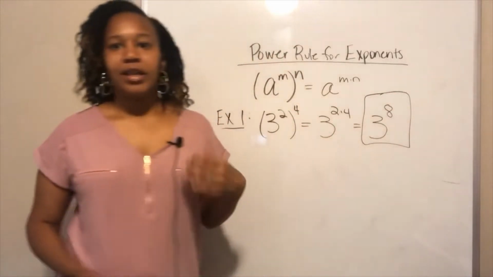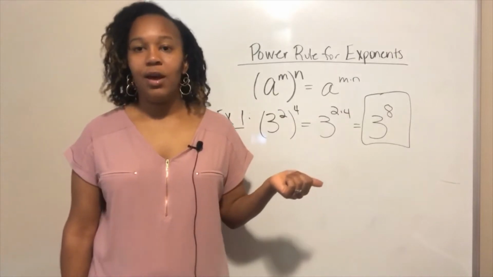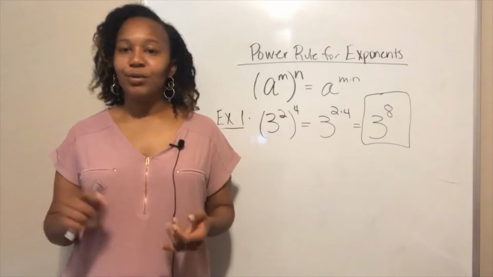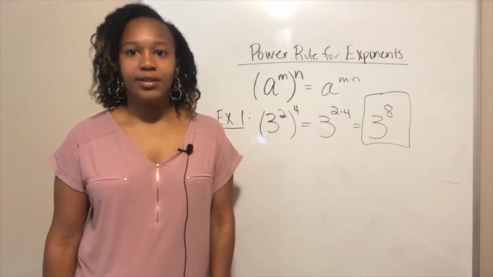And I could leave it like that. It depends on what the directions say. It may want me to leave it like that, or it may want me to actually calculate 3 to the 8th. And you would just do that by doing 3 times 3 times 3 times 3, 8 times. And you can plug it in your calculator and get a solution.